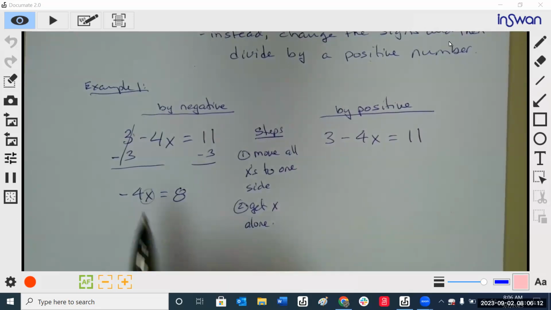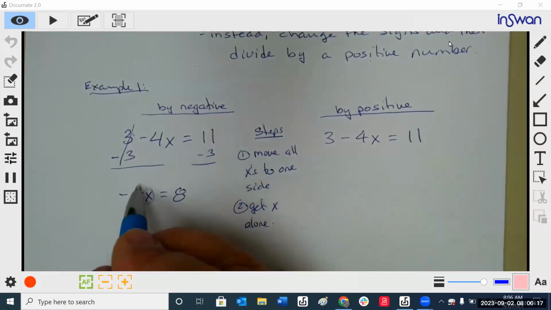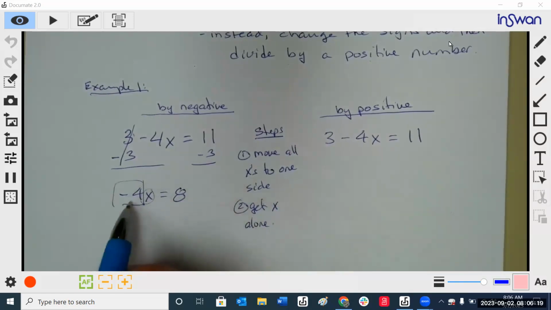So here's X. We want to keep it by itself. So what do we have to get rid of? We have to get rid of the negative 4. How do you get rid of it, these are connected how? So what's the opposite of multiply? So how do you get rid of this negative 4?